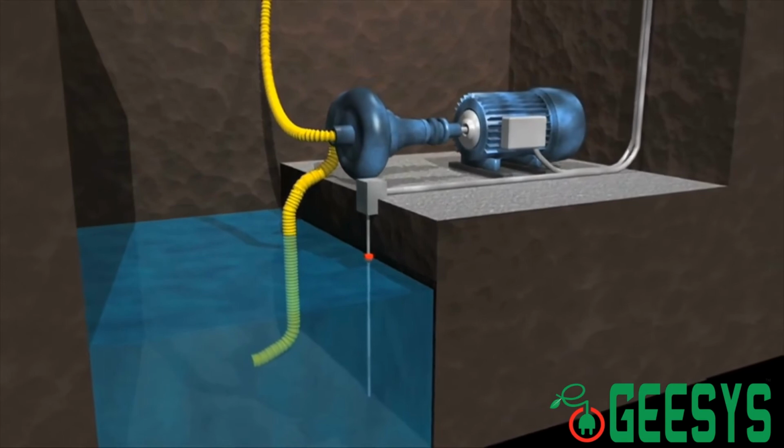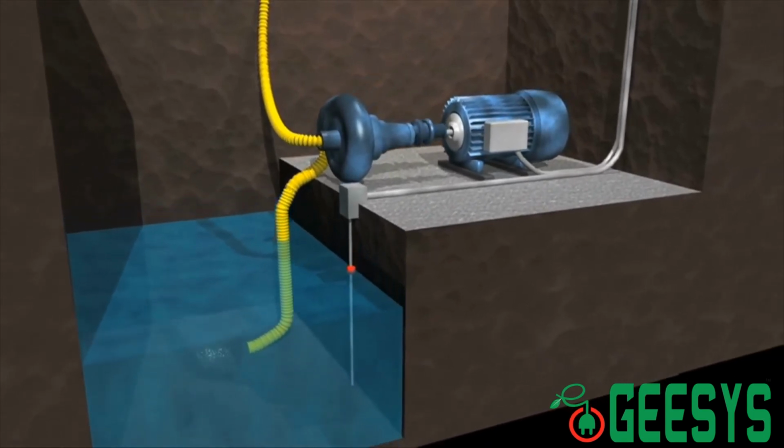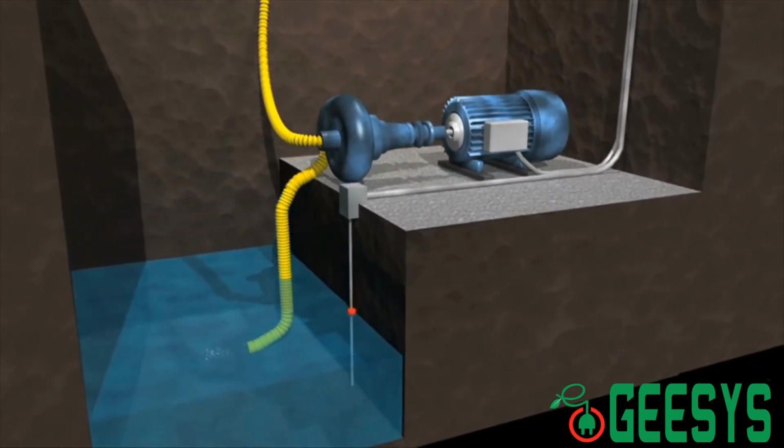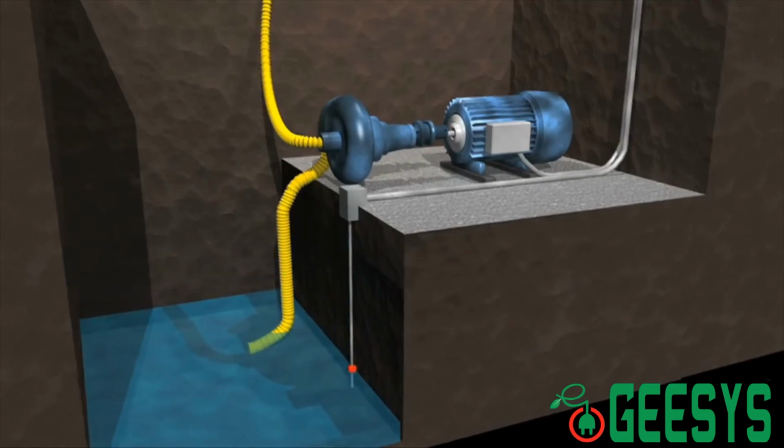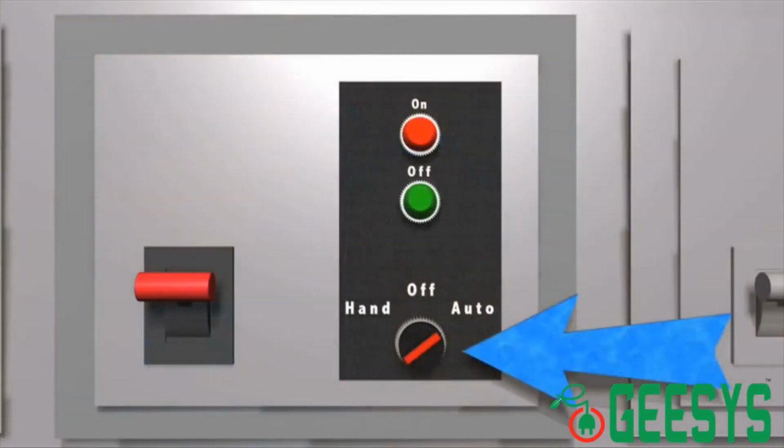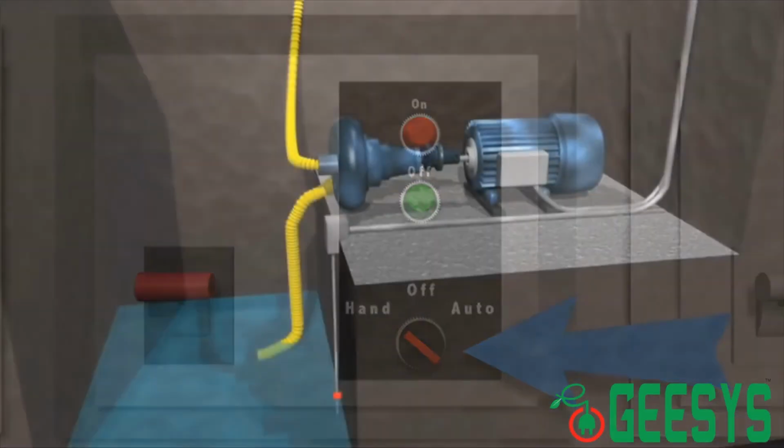A float switch that is switched on by rising water will control the sump pump. The motor will be turned off when water levels go down and reset the float switch to the off position. When this switch is in the hand position, the motor is always on.